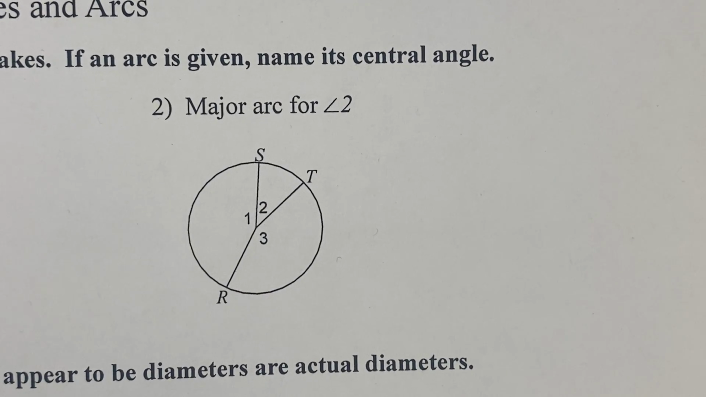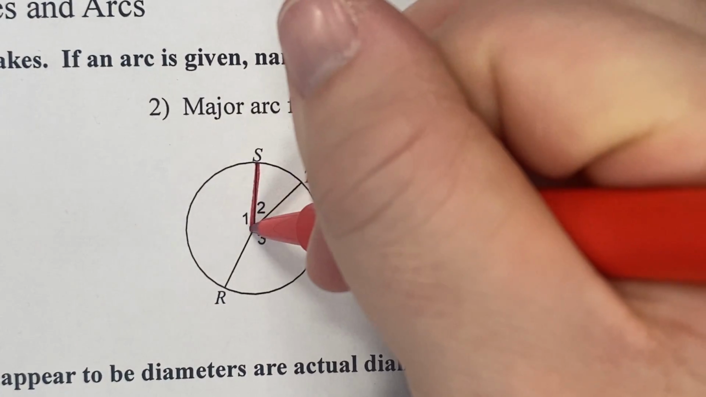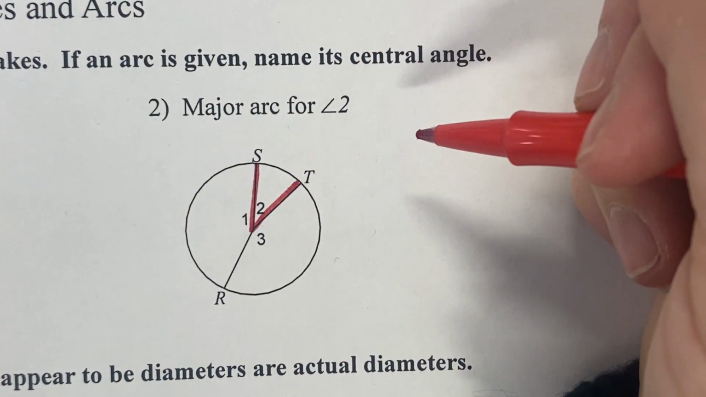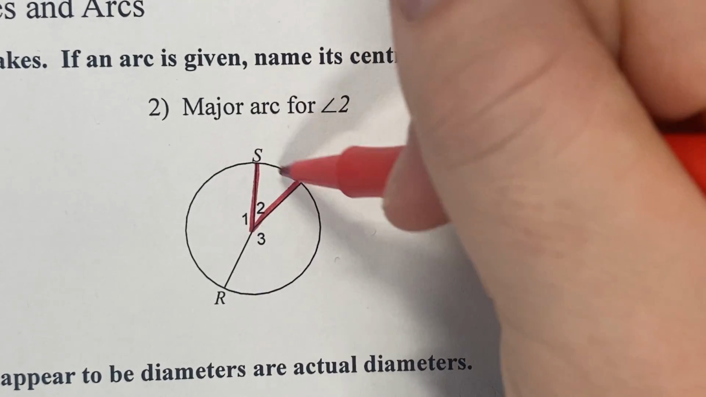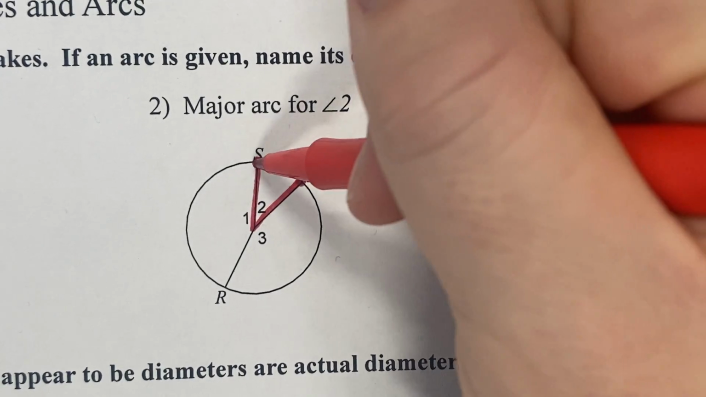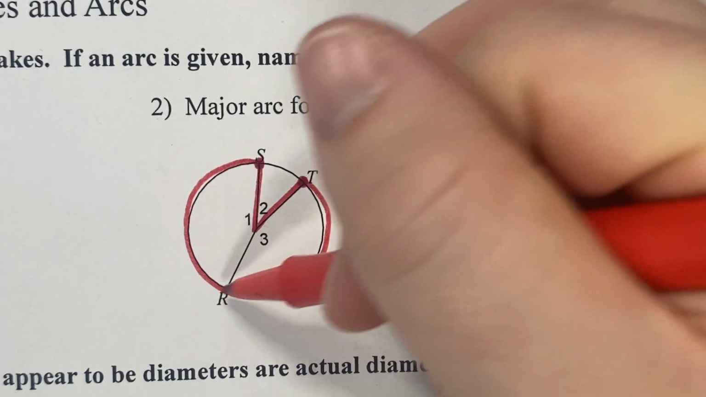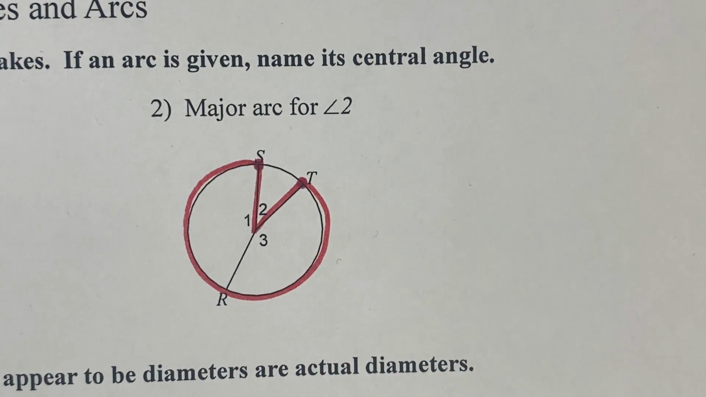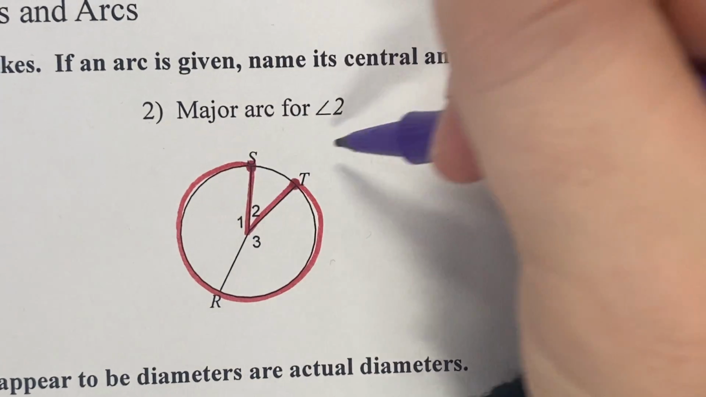Okay, for number 2. It's wanting the major arc for angle 2. Here's our angle 2, that's what it's giving us, but it wants the major arc. We could do the minor arc, that would be just ST, but we still have those 2 endpoints. The major arc is the bigger one. So it's going around, going through another point, which in this case is going to be R. I should have done that in purple, oh well.